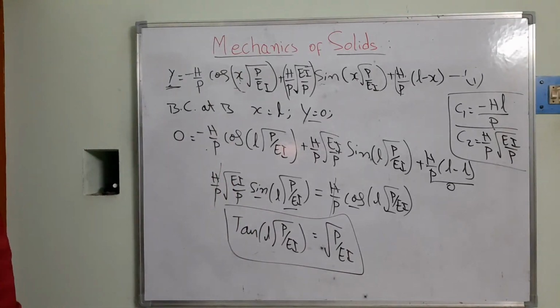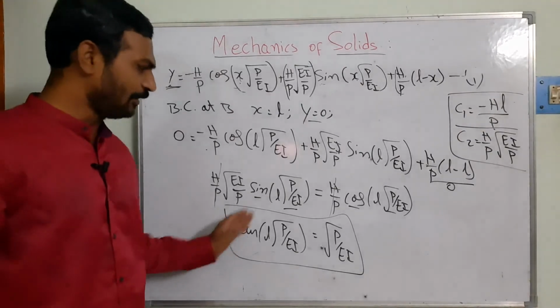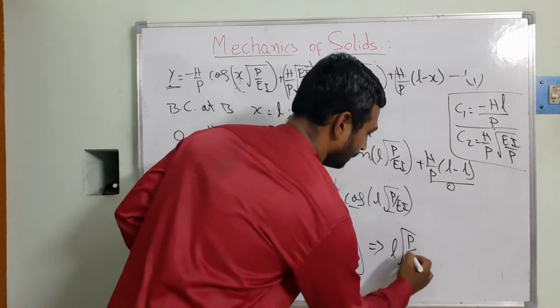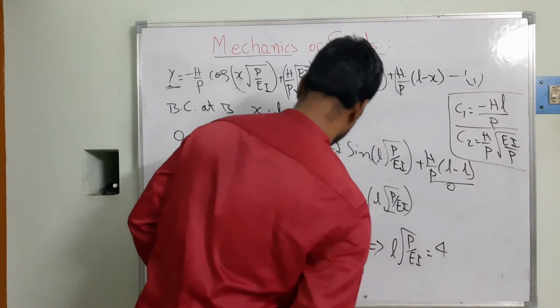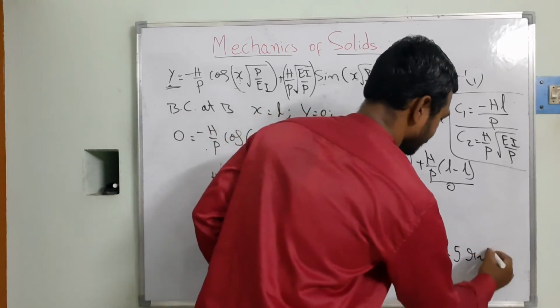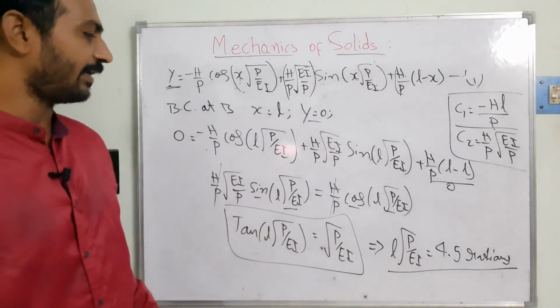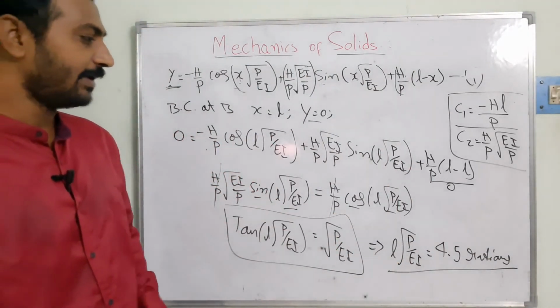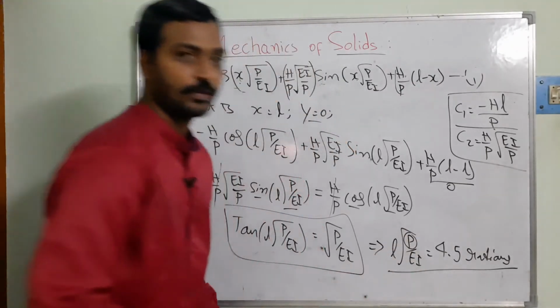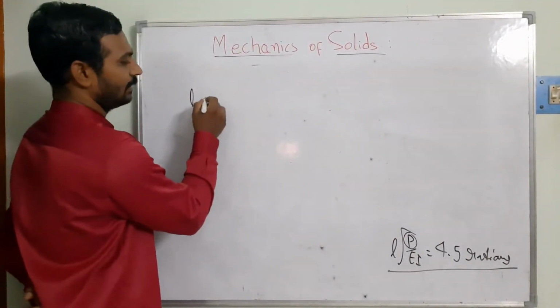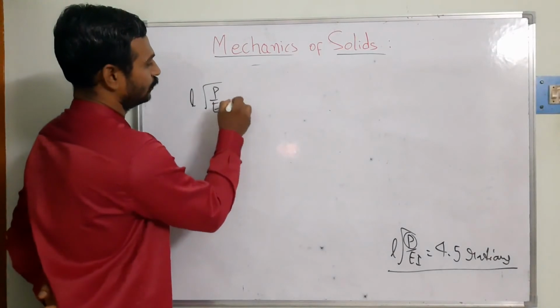Now we know the solution to the above equation. Taking the tan to that side and simplifying this equation, L into the square root of P by EI is equal to 4.5 radians. Once we have the 4.5, we need to calculate the value of P from this equation. So the further simplification is L square root of P by EI equals 4.5.